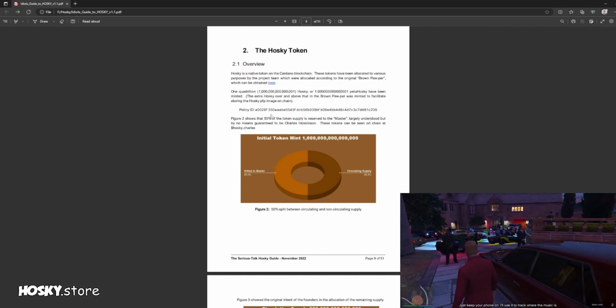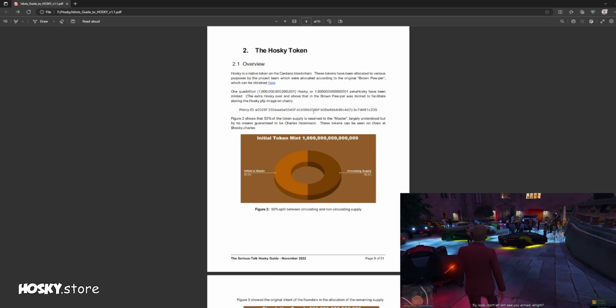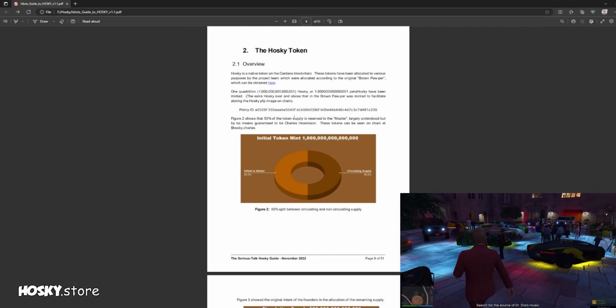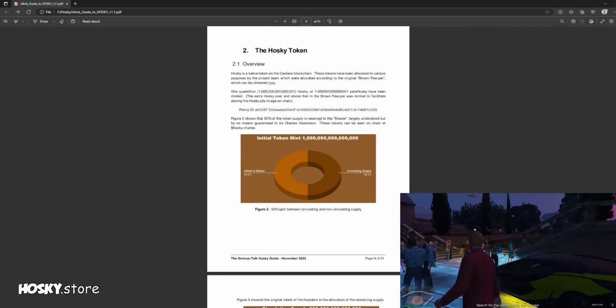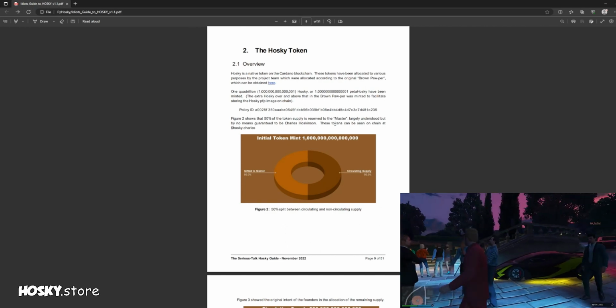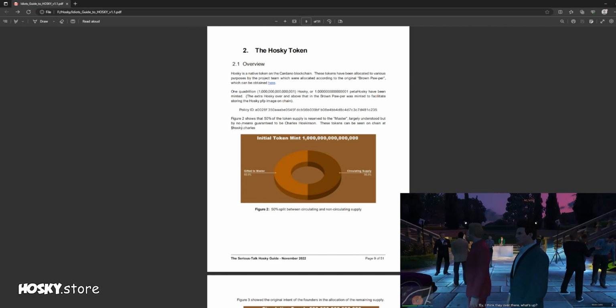Figure 2 shows that 50% of the token supply is reserved to the quote-unquote master, largely understood but by no means guaranteed to be Charles Hoskinson. These tokens can be seen on chain at $hosky.charles.